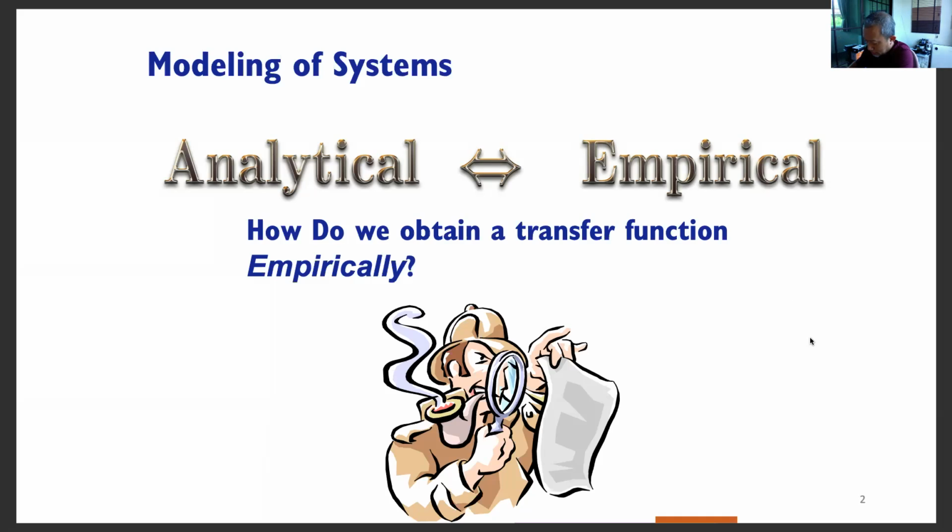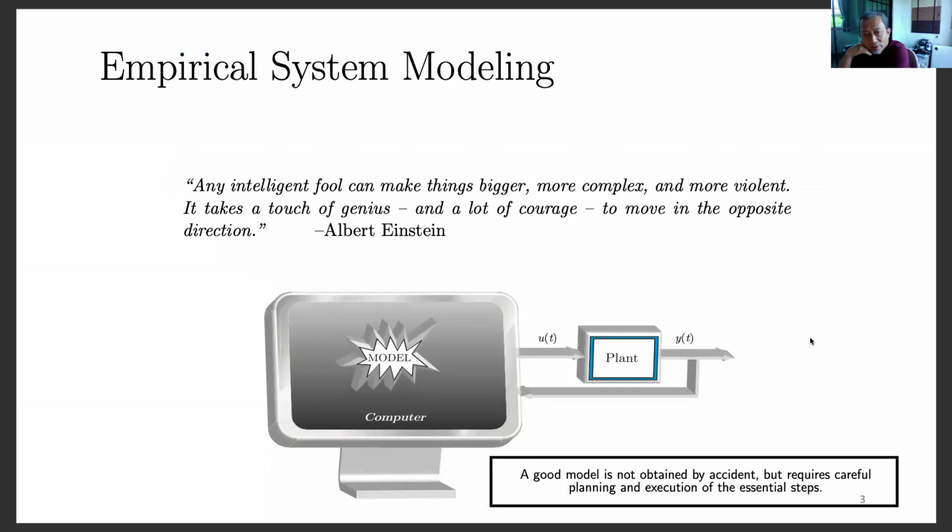But anyway, if you look at Albert Einstein's kind words: any intelligent fool can make things bigger, more complex, and more violent. It takes a touch of genius and a lot of courage to move in the opposite direction. So I can say that empirical modeling is the opposite direction, or reverse modeling, that gives an alternative way to do the mathematical modeling with the help of computers and the latest technology of A to D and D to A data collection, so we can get a good model.